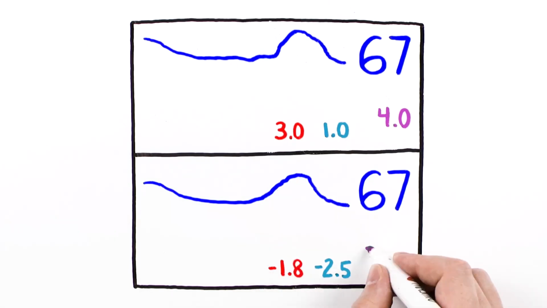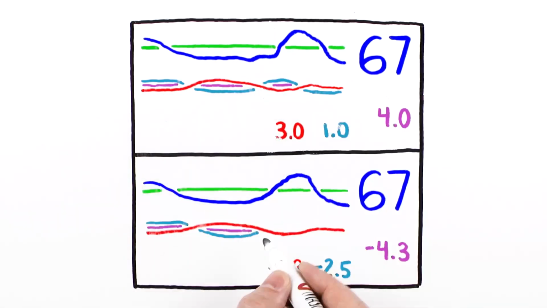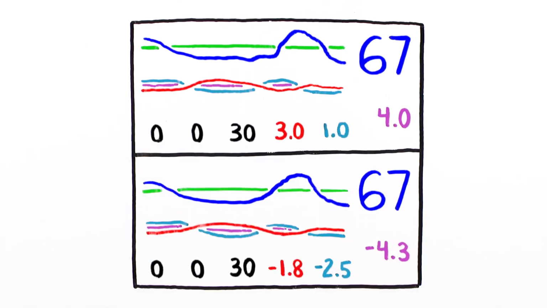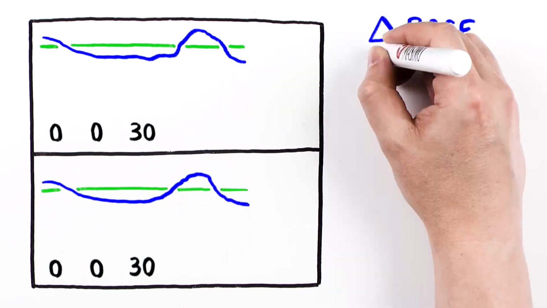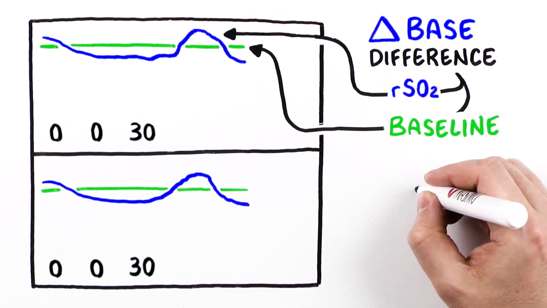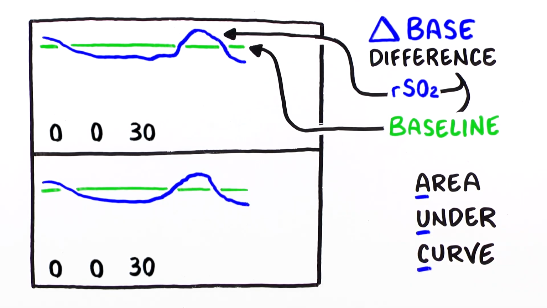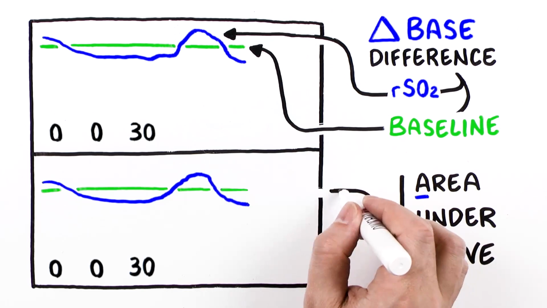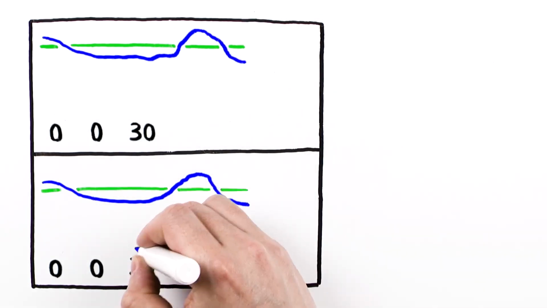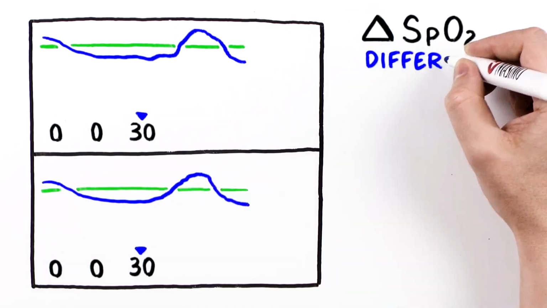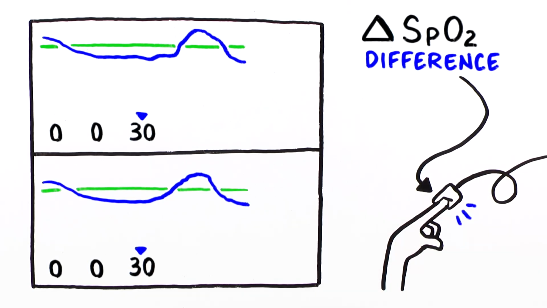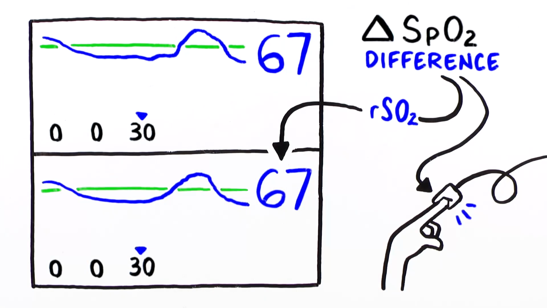along with integrated features like baseline values, trend lines, ΔSpO2, the area under the curve, AUC, and the delta base. The delta base calculates the difference between the current rSO2 value and the user-defined baseline. The area under the curve, AUC, quantifies the depth and duration of the patient's stay under the user-defined rSO2 low-limit alarm. ΔSpO2 calculates the difference between the patient's arterial oxygen saturation, captured with an SpO2 sensor, and the O3 rSO2 value.